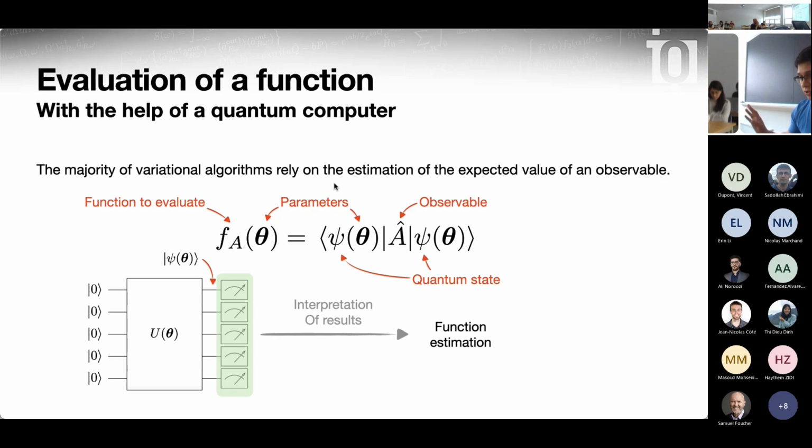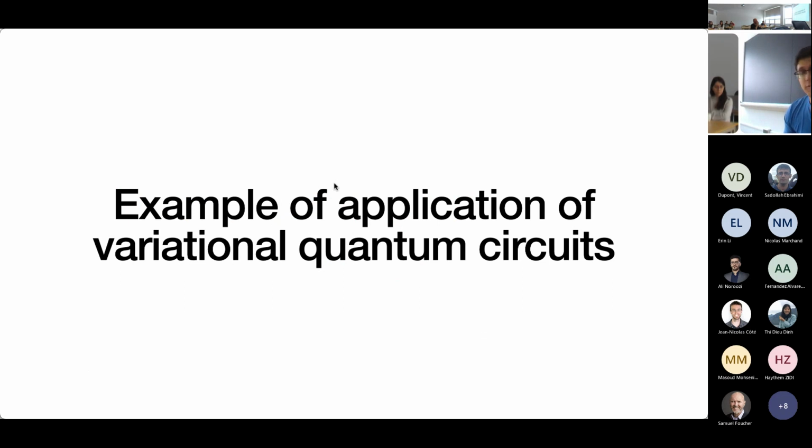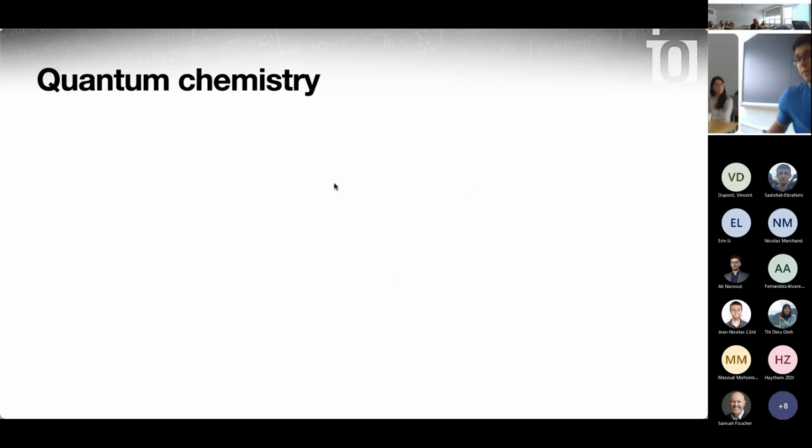Okay, so the whole picture is this. You have a circuit, you prepare a state, you measure an observable, you compute the expected value, and you do something with the expected value. You have a parameterized state, you have some parameters that help you move inside this space, a smaller space inside the Hilbert space. And then you can use how the expected value will move with respect to these parameters to do something else. For example, quantum chemistry.